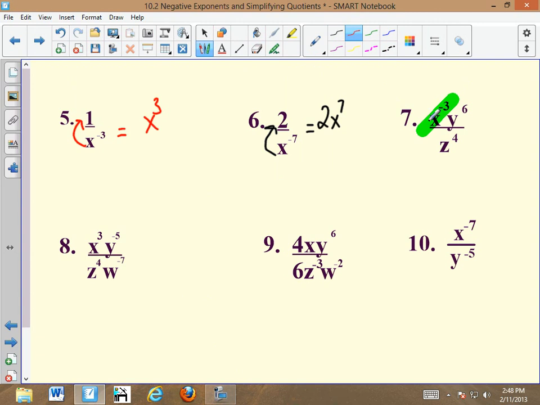So I'm going to move it. I'm going to move it down to the basement. So my y to the 6th is still going to stay up top, because it's not negative. I don't move it. But on the bottom, now I have x to the positive 3. Z to the 4th stays right here because it doesn't need to move, because it's a positive exponent already. That's my answer.